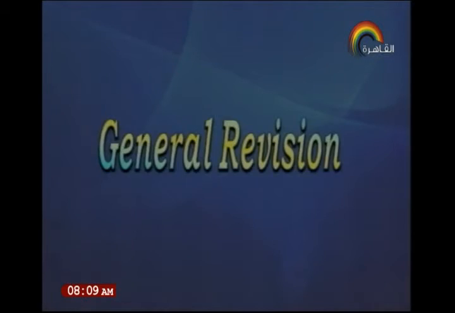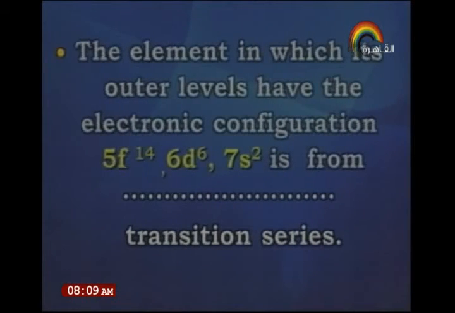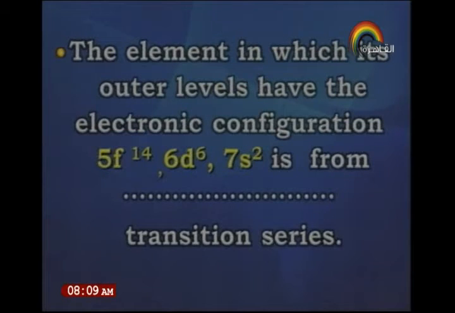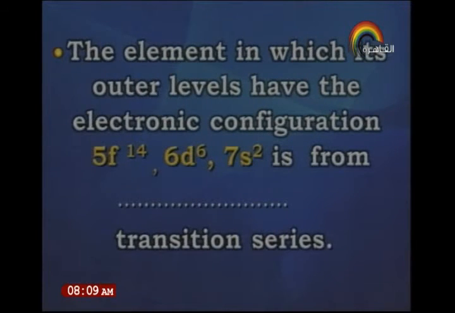General revision. My dear students, the first type of questions we are going to discuss today is choose the correct answer. The element in which its outer level has the electronic configuration 5f14, 6d6, 7s2 is from what transition series? Is it first, fourth, second, or inner lanthanides? If you think about the answer, my dear student, you will find that the element in which its outer levels have the electronic configuration 5f14, 6d6, 7s2 is from the fourth transition series.